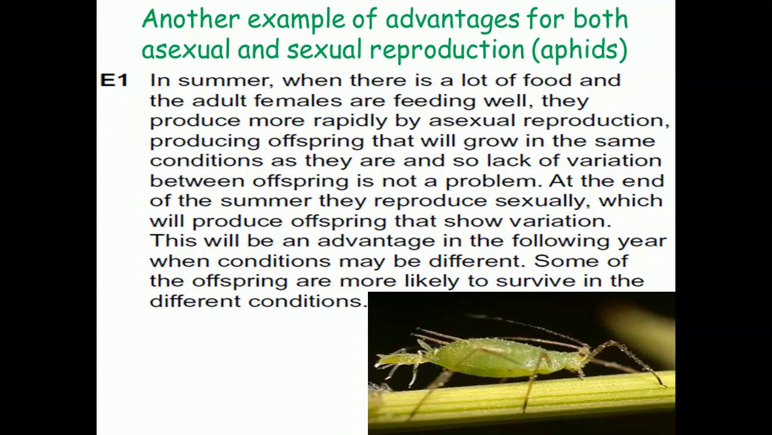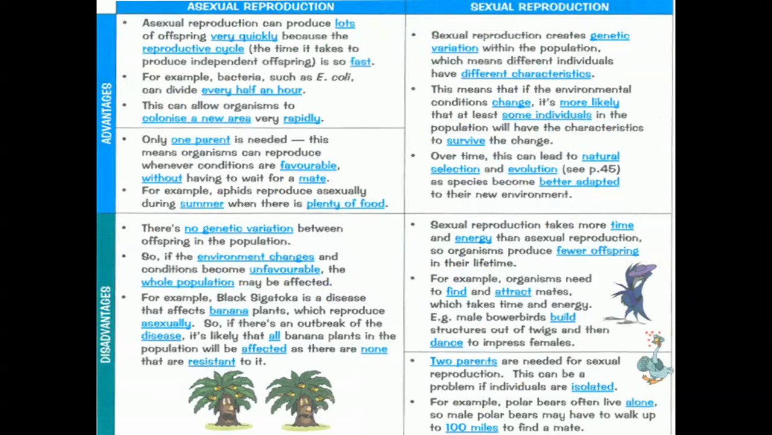However, at the end of summer they reproduce sexually because those offspring will then grow the following summer in a completely different condition, and because sexual reproduction is involved, there will be genetic variation, and some of those genetic variants will be better adapted to survive in the different condition. And here is a summary of advantages and disadvantages for both forms of reproduction with some more really good examples.